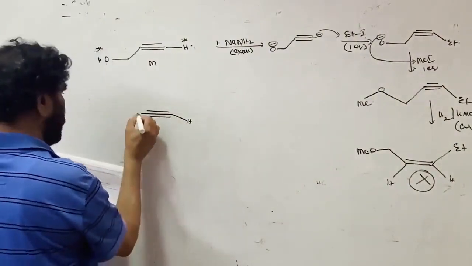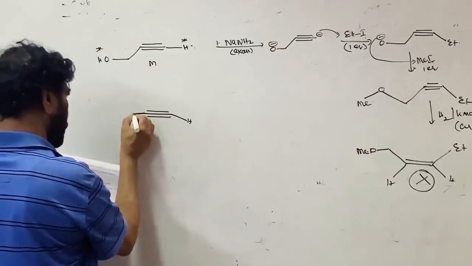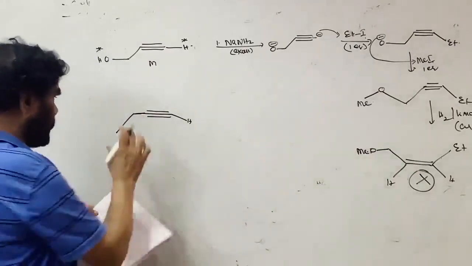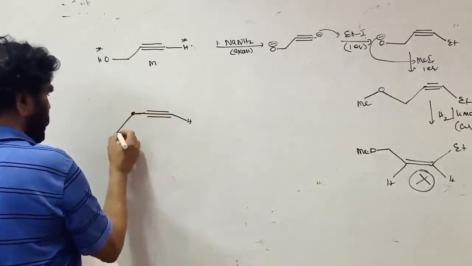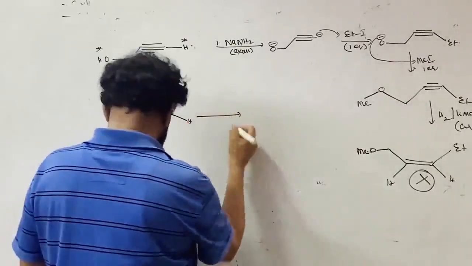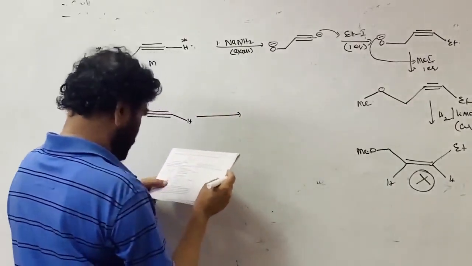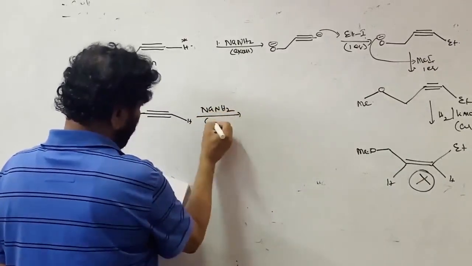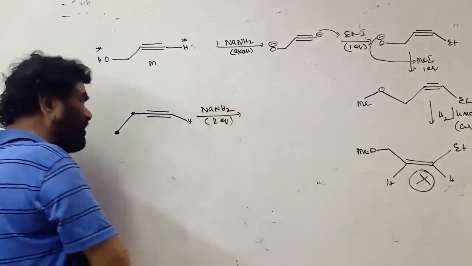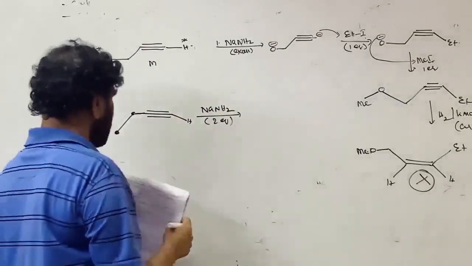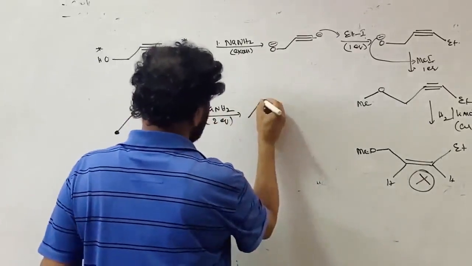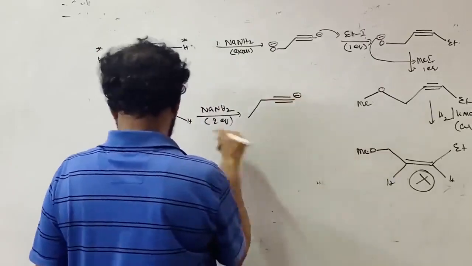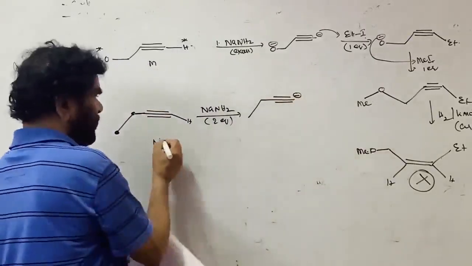Hydrogen. This is the ethyl group. It is treated with sodamide, two equivalents. So only one equivalent is required. So now it is converted into the negative charge. Actually, this is N.